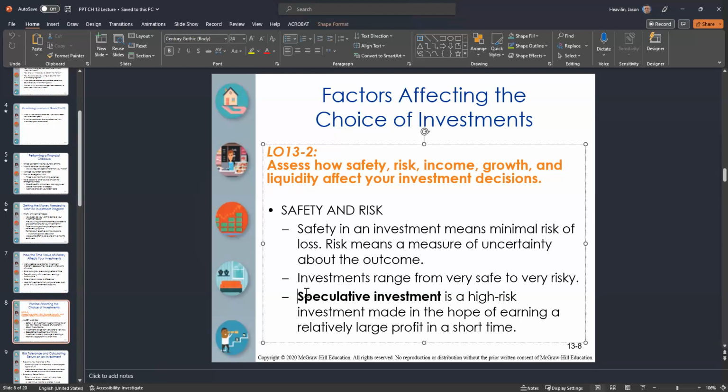Now, notice here the bottom says speculative investment. We just call that speculation for short, a high risk investment made in the hope of earning relatively large profits in a short time. Lottery falls in there. Right now, cryptocurrency is just speculation. It's a very high risk. Some people are getting some nice amounts of returns, but most people are not. So you've got to be careful with this. You want to stay in the investment side of the house. You don't want to cross over to speculative. That's gambling.